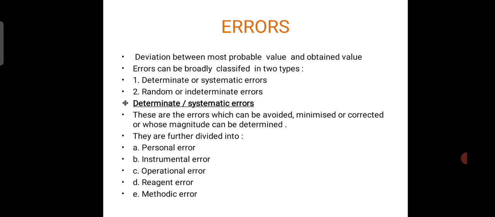So there are two types of errors, that is determinate errors and indeterminate errors. Determinate errors are caused by our fault in procedures, instruments, reagents, etc. So these can be corrected and can be avoided. They are divided into many types: personal error, instrumental error, operational error, reagent error, and finally methodic error.